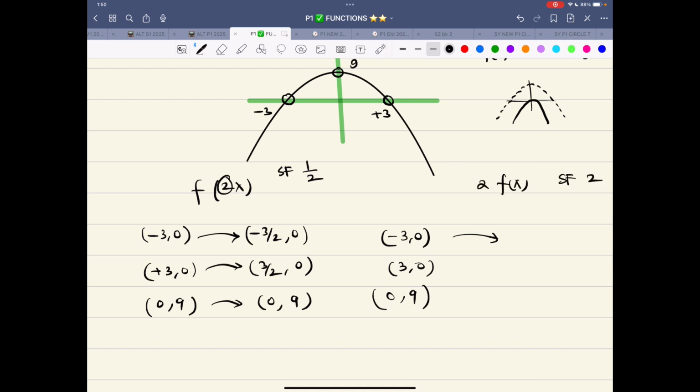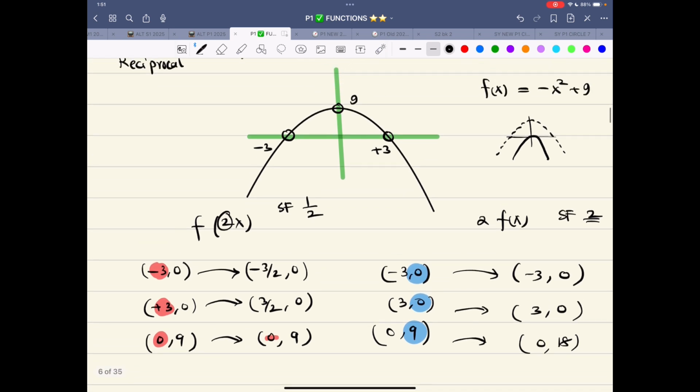The stretch factor is 2. It's applicable on the y coordinate. So let me just focus. It's applicable on x, and the 0 remains unchanged. And over here, it's applicable on y. So what will happen? The 0 will remain unchanged. This 9 will be multiplied by 2. So therefore, this will become 18. So this is negative 3, 0, this is 3, 0, and this is 0, 18.